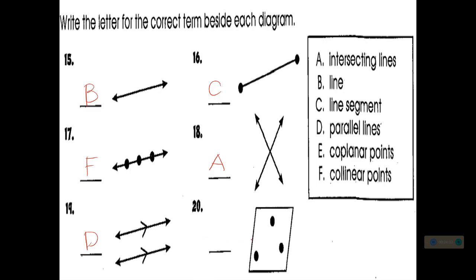And the last number is number 20. What do you call this figure? What does this figure represent? Okay, correct. So this represents the coplanar points. So, letter E.